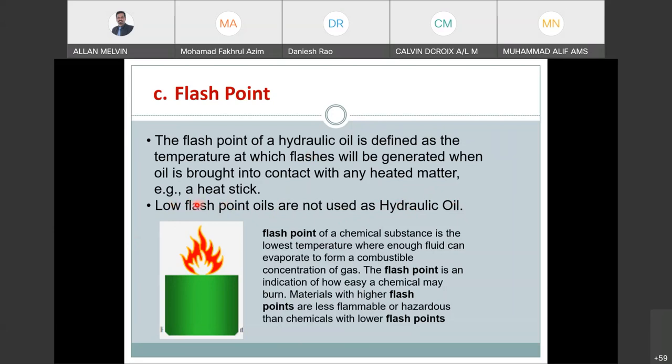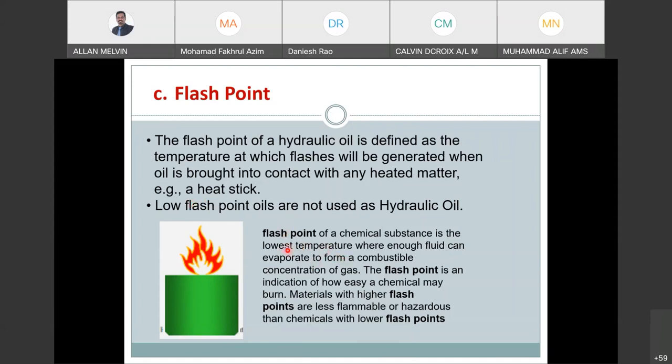Low flash point maksudnya macam room temperature. So let's say 25 degrees ataupun 30 degrees. So it can be used in other places lah where like cold countries kan, maybe like 20 degrees or 30 degrees because their room temperature is much lower. But in Malaysia, our room temperature is around 25 to 27 degrees. So make sure you have at least 5 times higher flash point.